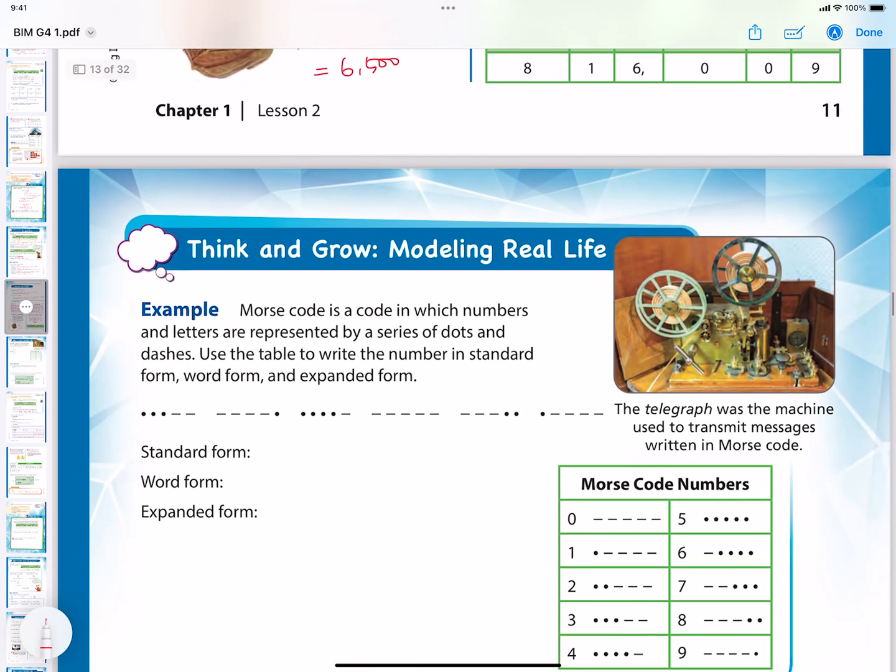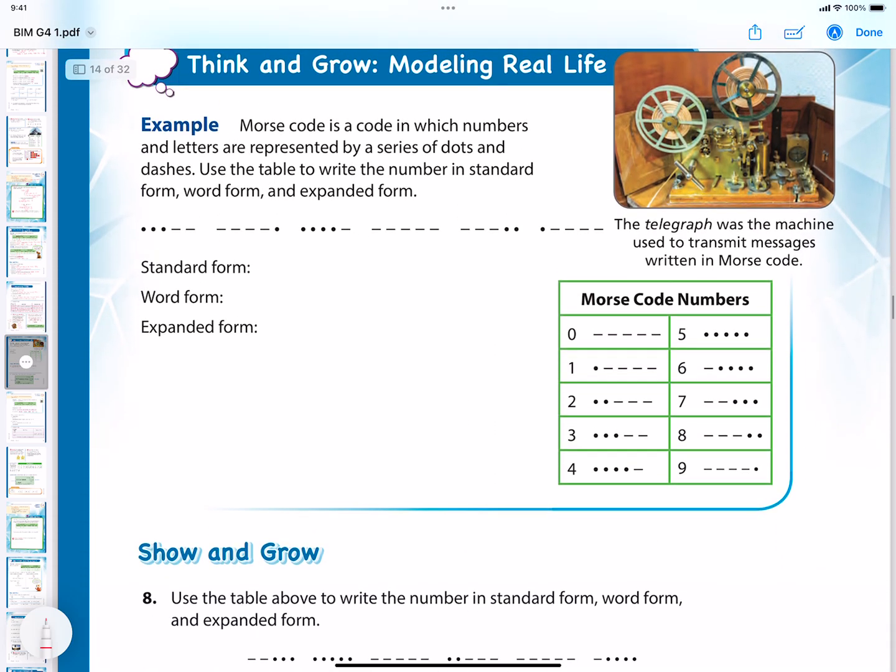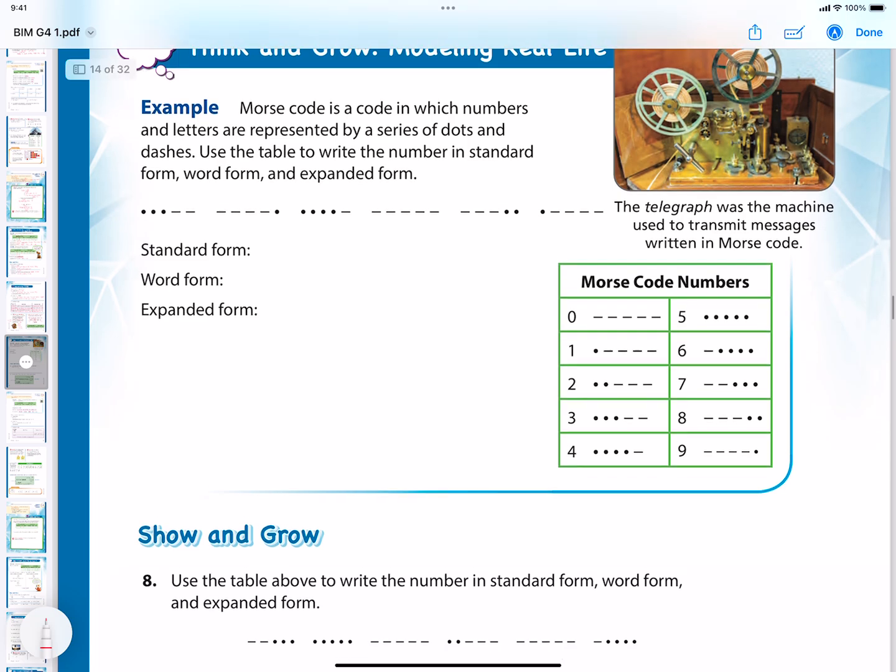All right, let's move on. Last page. Morse code is a code in which numbers and letters are represented by a series of dots and dashes. Use the table to write the number in standard form, word form, and expanded form. This is another riddle, which I like. All right, let's see this symbol. Okay, let's say the code.